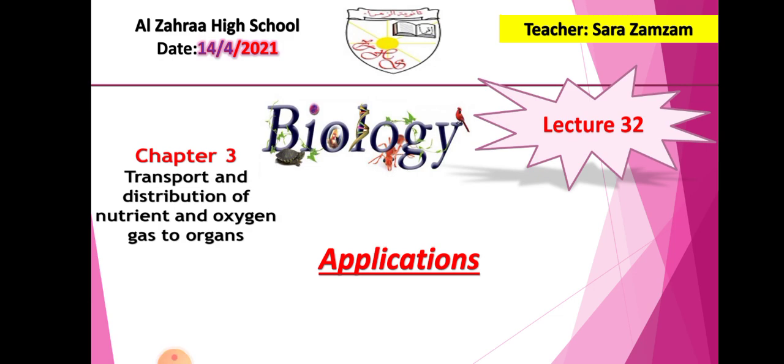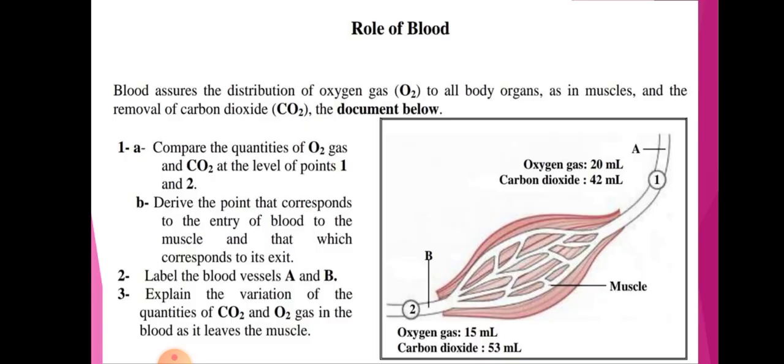Today in this lecture, we are going to start an application related to chapter 3, which is about transport and distribution of nutrient and oxygen gas to the organs. Here we have this question. It's about the role of blood, the function of blood. Blood assures the distribution of oxygen gas to all body organs.